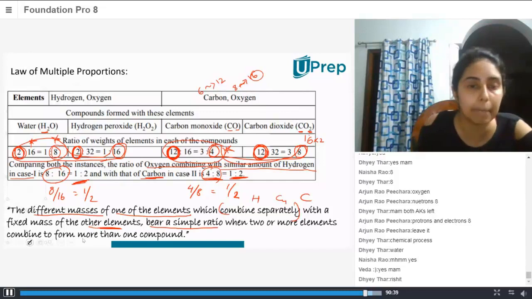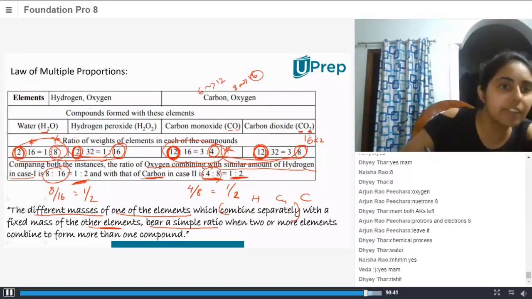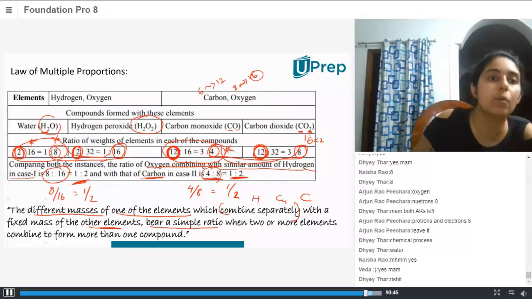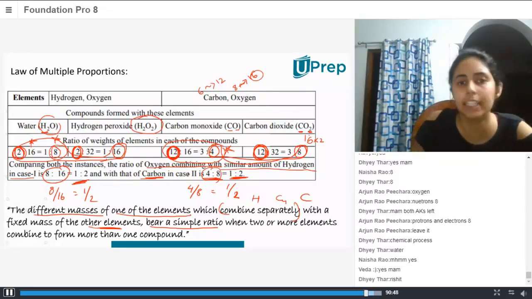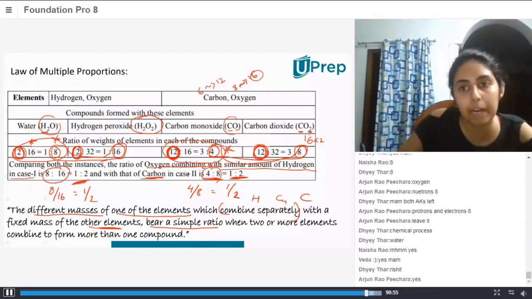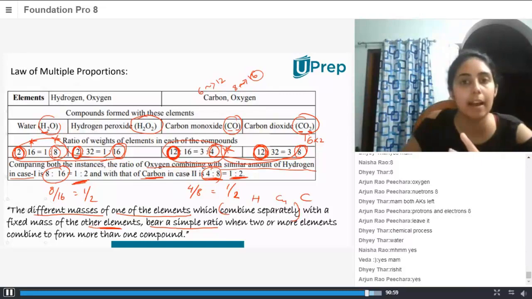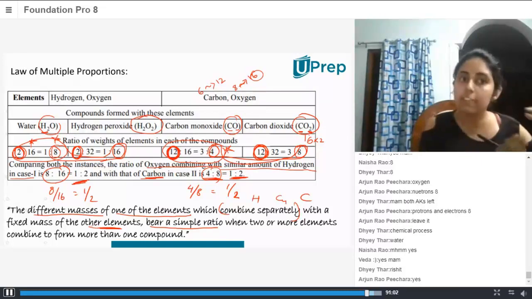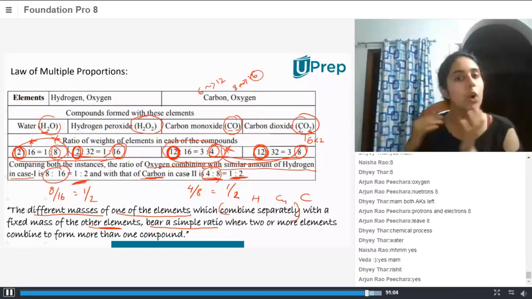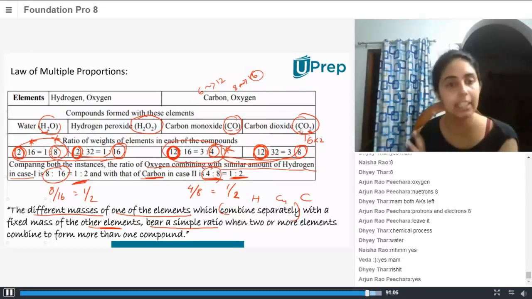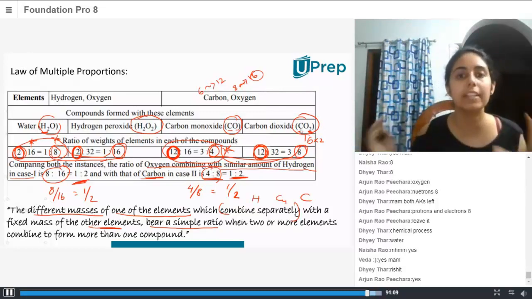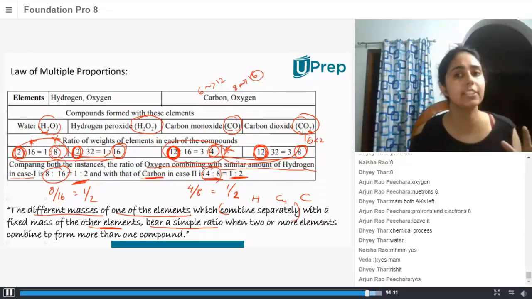So over here we have two elements that are forming more than one compound, right? First is water and then hydrogen peroxide, and both of them are formed using just two elements, hydrogen and oxygen. In the second case, again we have two compounds that are formed by two elements, carbon and oxygen. And as long as hydrogen in the first case is fixed and as long as carbon in the second case is fixed, oxygen is always going to be in the ratio of 1:2. Does that make sense to you?